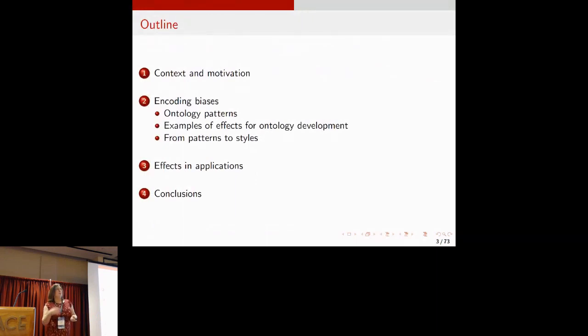We're first going to look at some context and motivation. What are we talking about with representing something in ontologies in a different way, so the encoding biases. Looking at ontology patterns, those are effects on ontology development. We go from patterns to styles in an ontology. And then we look at the effects in applications and how that affects your application design.